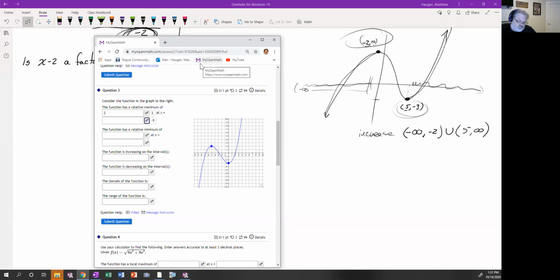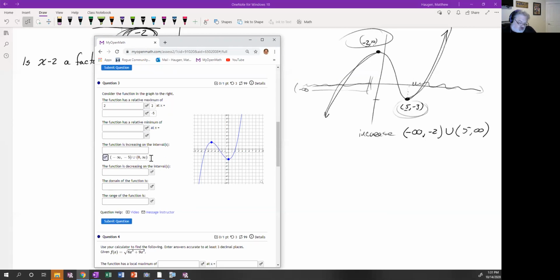And then with the function is increasing, do we do a U or a comma between the values? It should be a U. Yeah, okay, nice capital U. Just wanted to make sure.